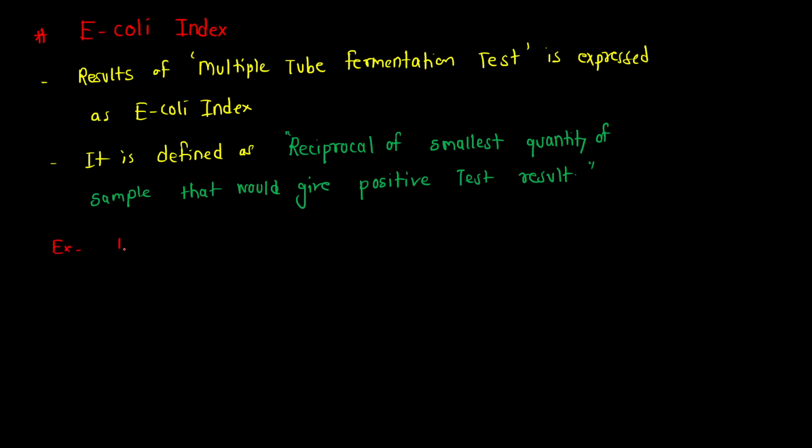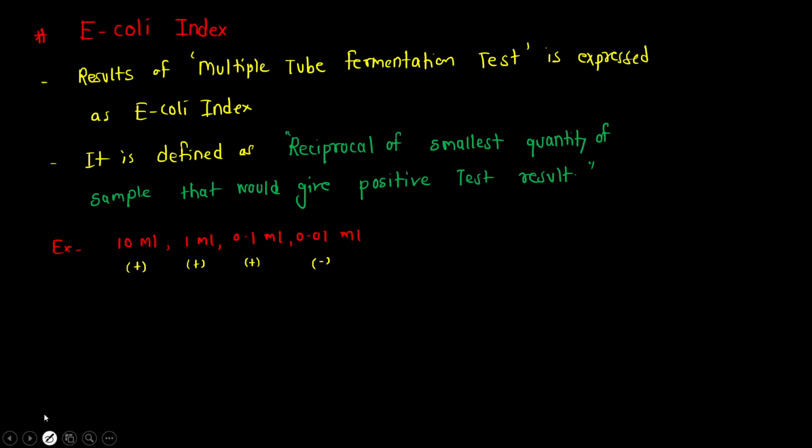We know now the sample size, we are taking it from 10 ml sample, then 1 ml sample, 0.1 ml sample, 0.01 ml sample, and so on. Now among these, let's say bubbles are generated in the first ones. As the bubbles are generated, that means E. coli is present. So in 10 ml it is positive, in 1 ml also it is positive, in 0.1 ml also it is positive, in 0.01 ml it is negative.